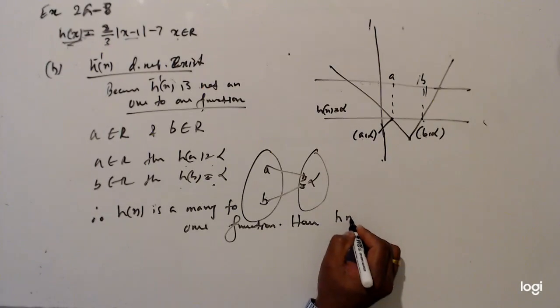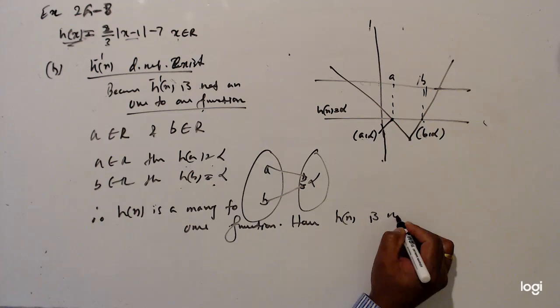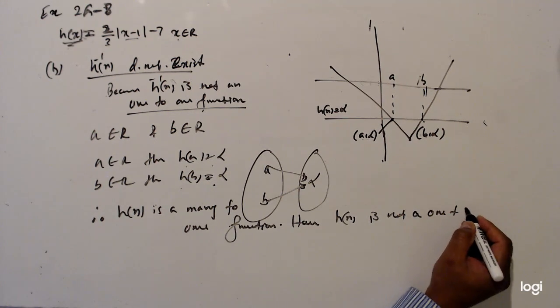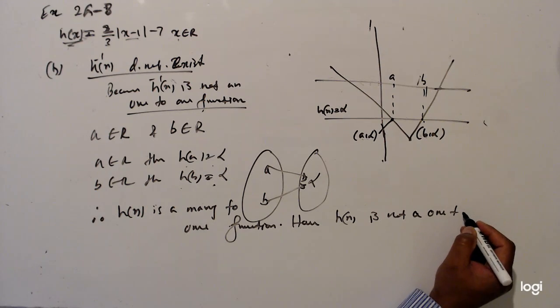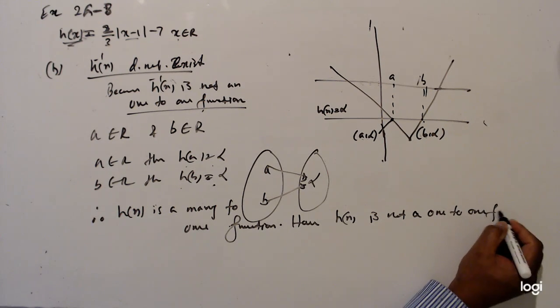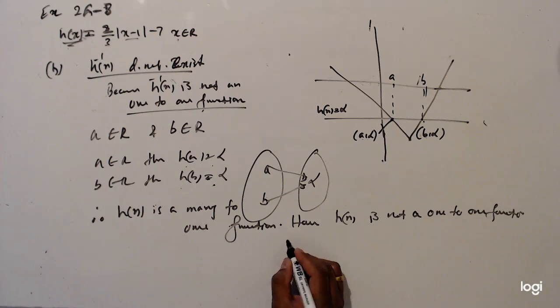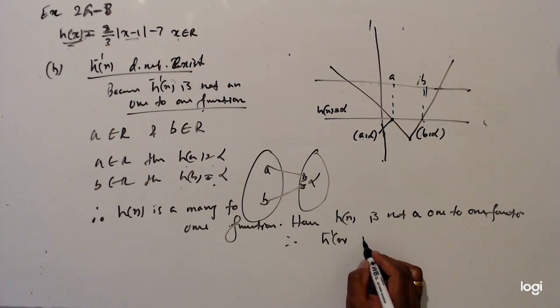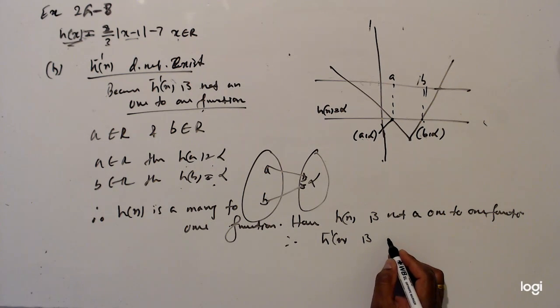Hence, h(x) is not a one-to-one function. Hence, h inverse does not exist.